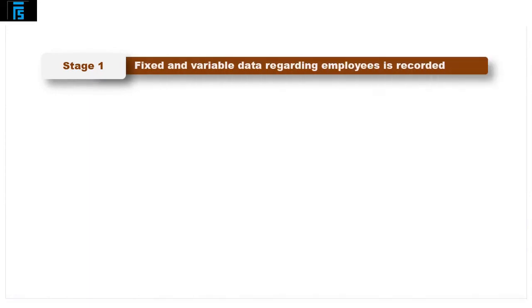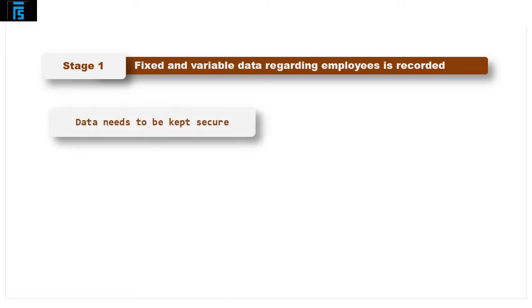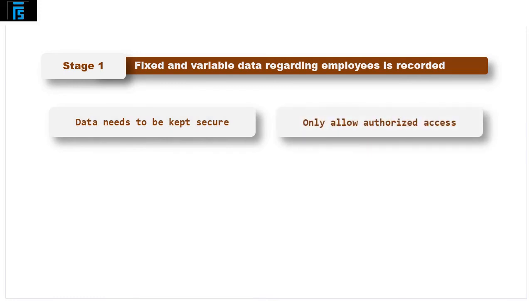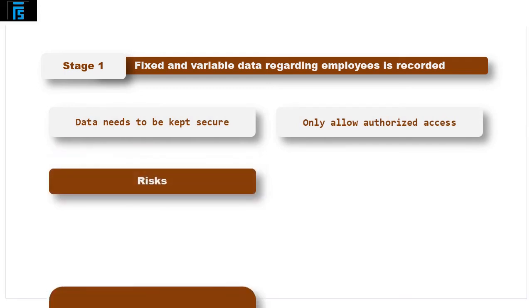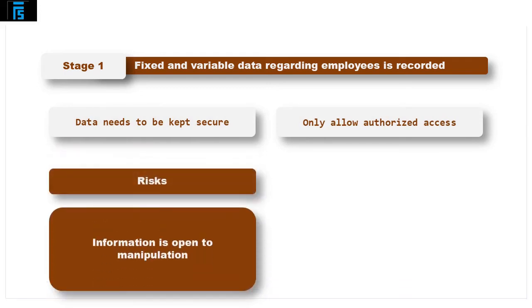Fixed data regarding employees includes bank accounts, hourly pay, holiday days, etc. Variable data would come from the clock cards or timesheets in the form of hours worked to help calculate pay. This data needs to be kept secure, so locking away this paperwork and only allowing authorised access is important. The other risk is that information is open to manipulation, for example including fraudulent working hours.